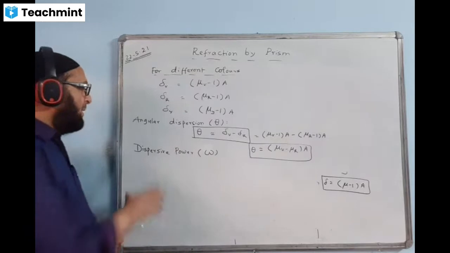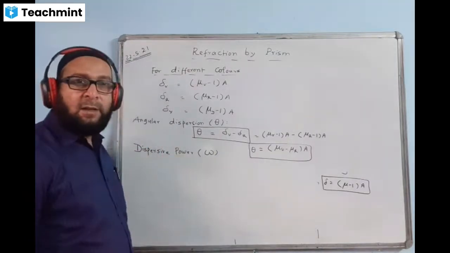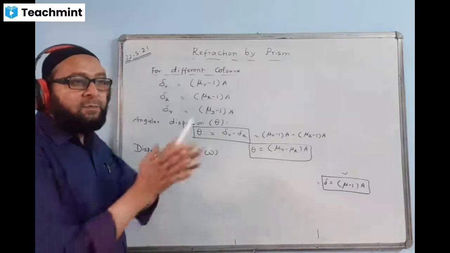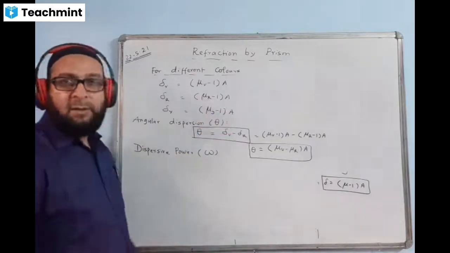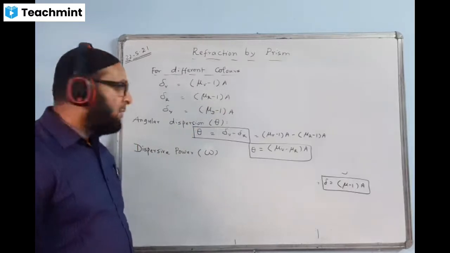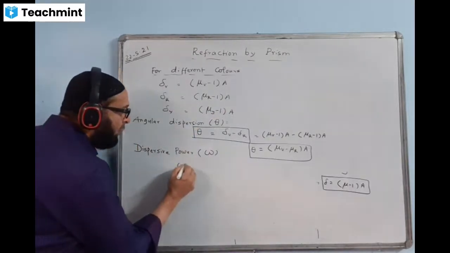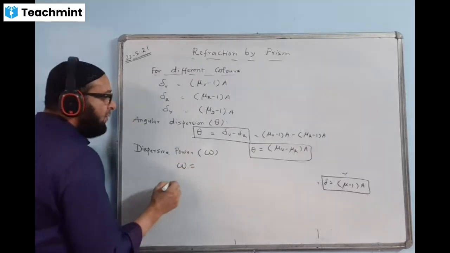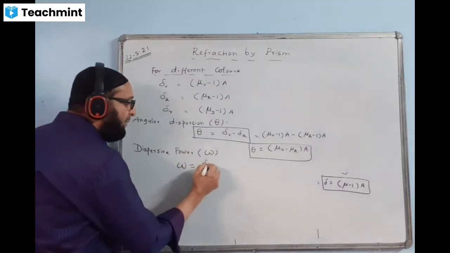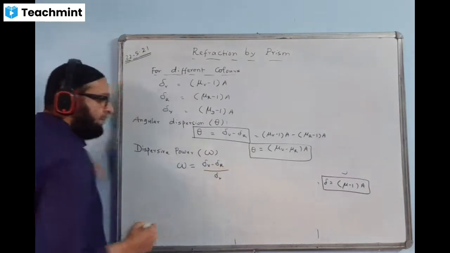Omega. Dispersive power means the power of dispersing the white light. Some prism materials will disperse more, some will disperse less, I mean with the wider angle, with the lesser angle. So it is the ability actually. Now we will not go into that. Right? Omega value is like this. Omega formula we have: delta V minus delta R divided by delta Y.